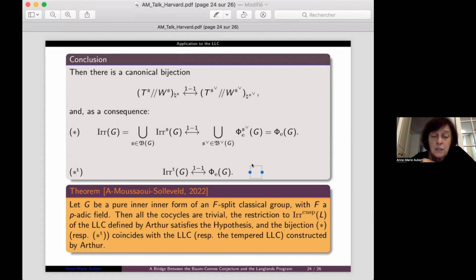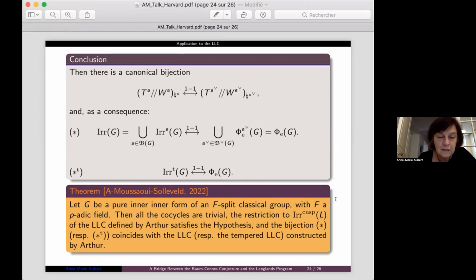But in the case where G is a pure inner form of a split classical group, in that case, we prove that the cocycles are trivial. And also, in that case, when F is a p-adic field of characteristic zero, we have the Langlands correspondence defined by Arthur. So what we did, with Moussaoui and Solleveld, is check that our construction coincides with Arthur's construction. So for pure inner forms of split classical groups, we know that this bijection gives the Langlands correspondence. So it gave us confidence that it should be the case in general.